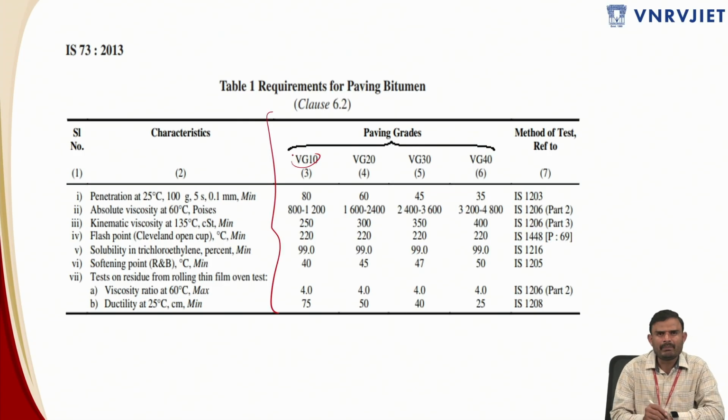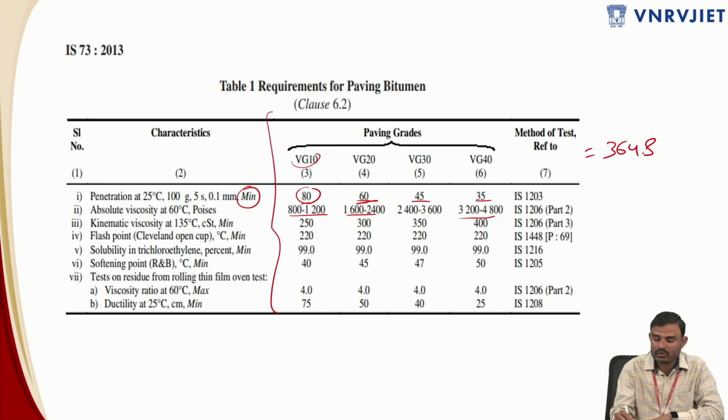VG10 is a less viscous bitumen. It is soft grade bitumen, and soft grade bitumen should have a higher penetration value, because the needle has to penetrate to a larger depth. So the minimum value is very important. You have to check whether it is an upper bound or lower bound. It is a lower bound: 80 minimum. Next, VG20 is 60, VG30 is 45, and VG40 is 35. These are the penetration values. Similarly, the absolute viscosity I have just mentioned: you have to get a value of 800 to 1200 for VG10. Just previously, I conducted the viscosity test on the sample I have with me.